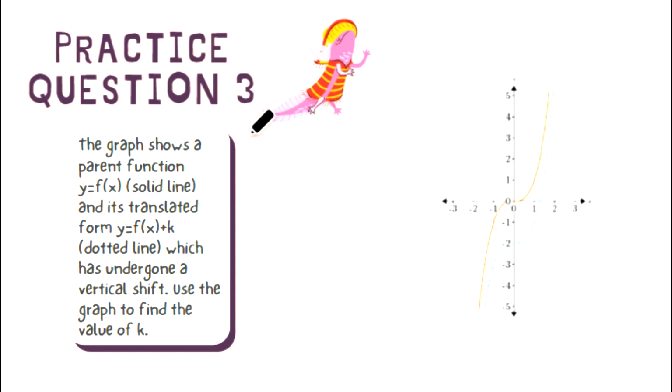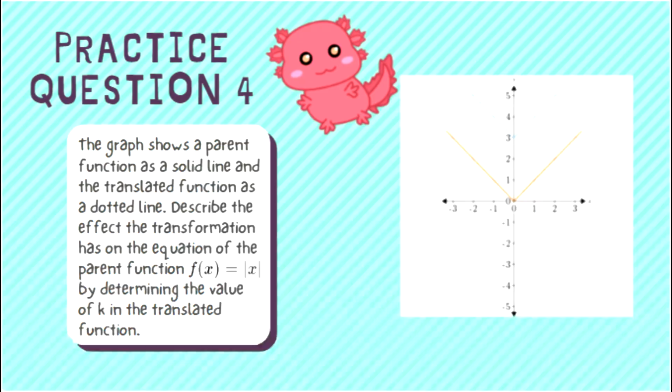Practice question 3. Wow, he's scary. The graph shows a parent function y equals f of x, which is the solid orange line, and its translated form y equals f of x plus k, which is the dotted blue line, which has undergone a vertical shift. Use the graph to find the value of k. Speed round. We started here. Now we're here. What's the value of k? Well, it went down, so it's negative, and it went down 2, so k is negative 2. Here's practice question number 4.